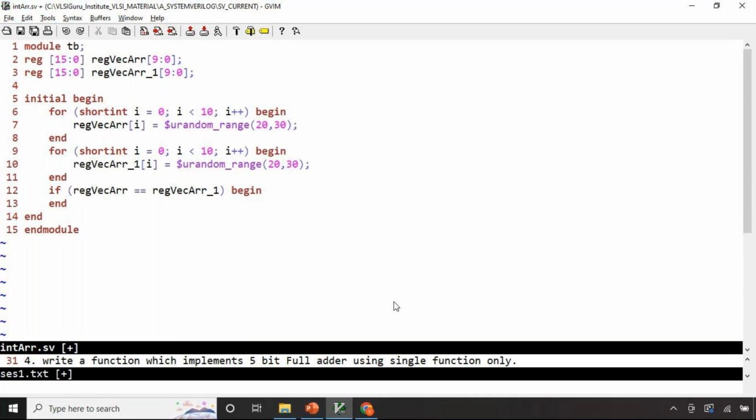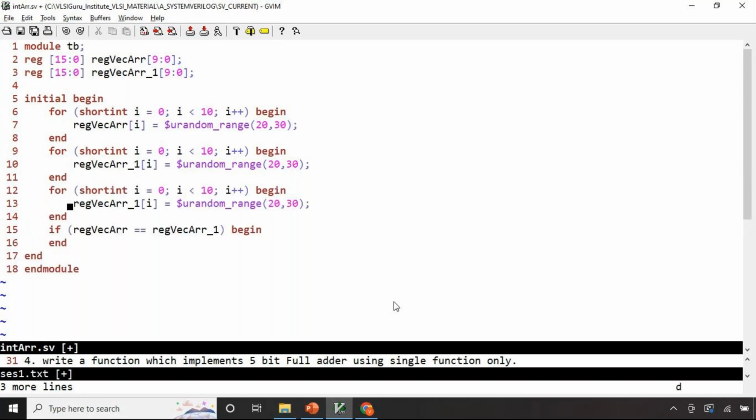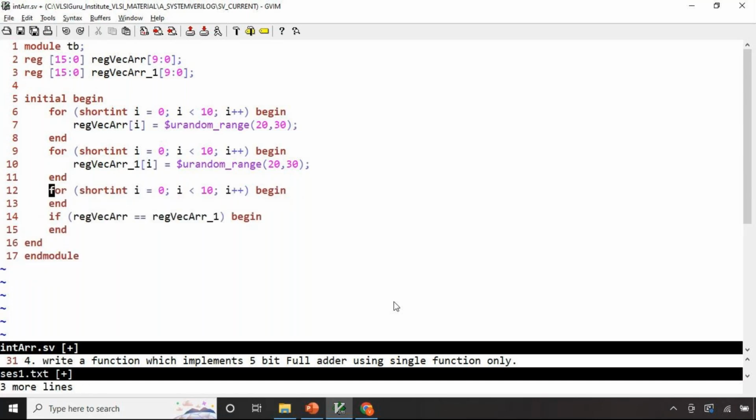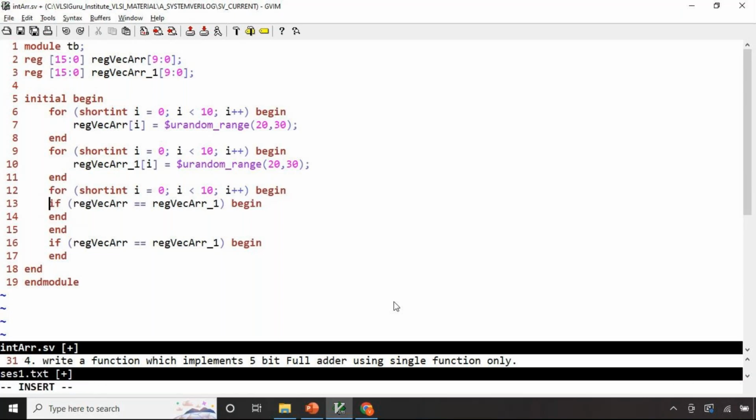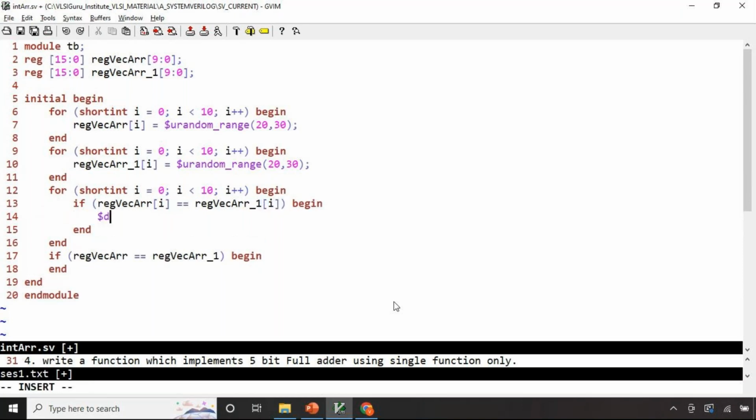Whereas in Verilog, it's not possible. In Verilog, I have to write a for loop, something like this. Dollar display, equal, percentage D, percentage 0 D, index match, else mismatch.